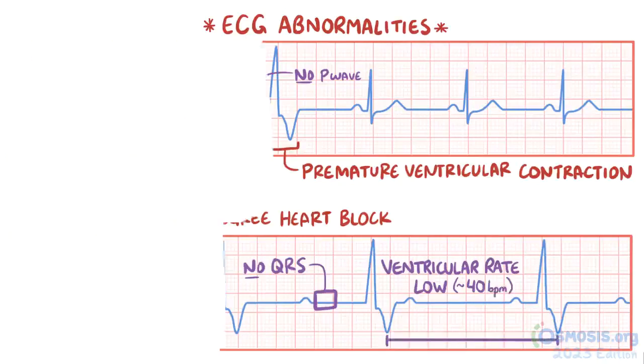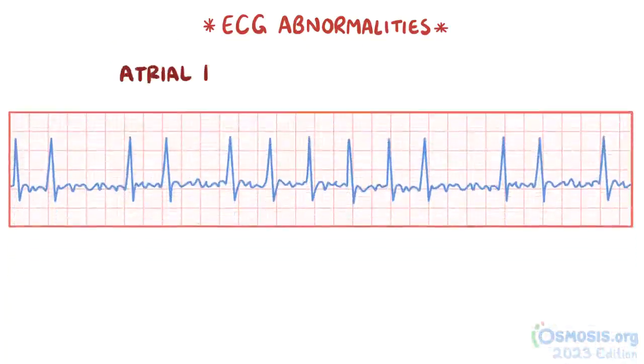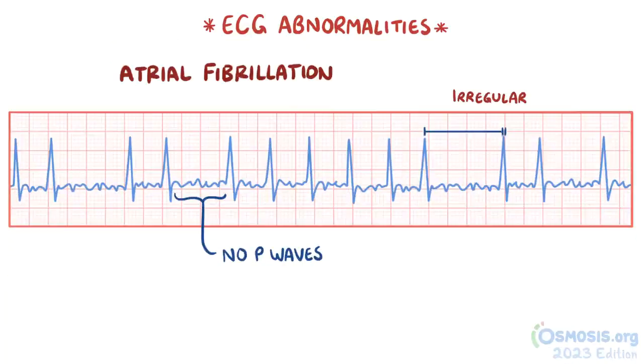Also, don't forget the most common irregular rhythm, which is atrial fibrillation, in which case there are no P waves, and irregular QRS complexes.